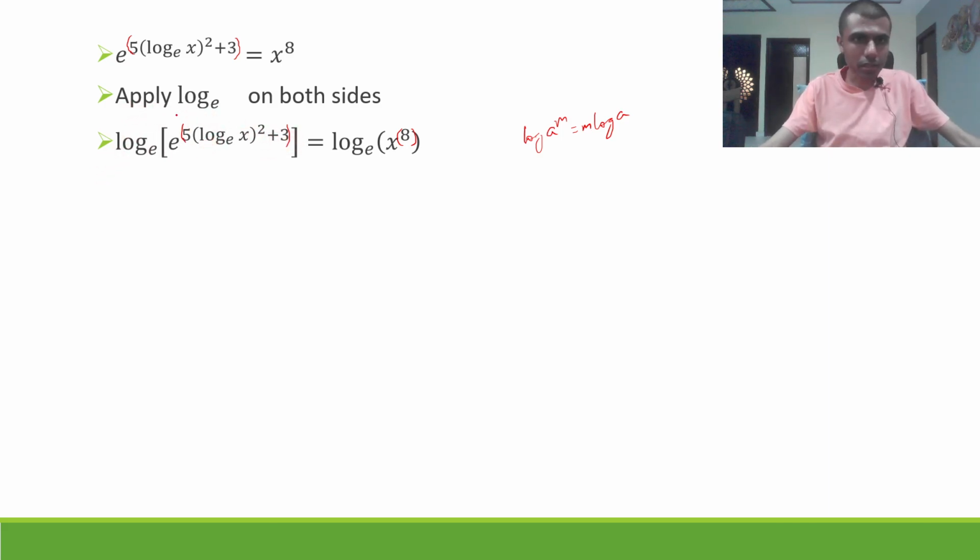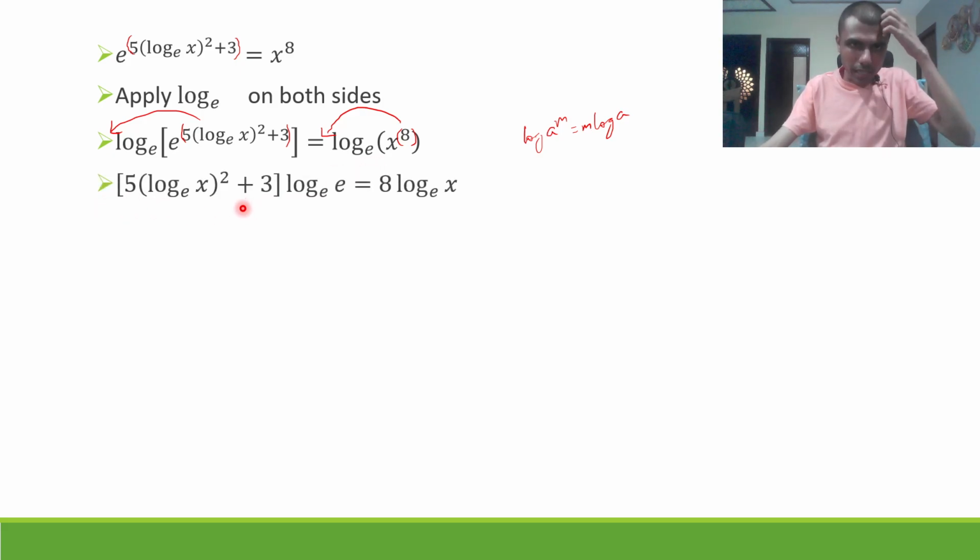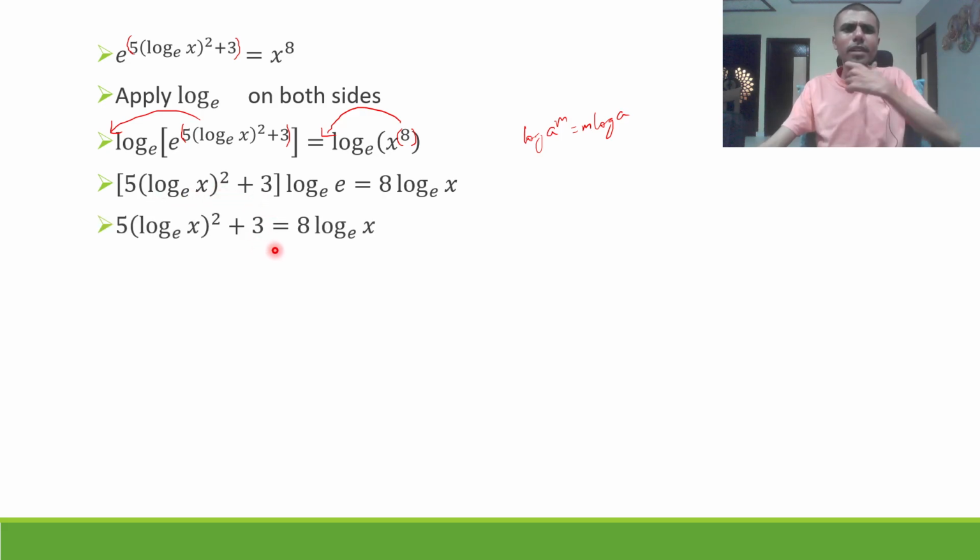This entire thing will come to the side and I'll be left with log e to the base e. Here also 8 will come to the side, 8 will become a coefficient, so I'll get 8 log x base e. Now what is log e to the base e? Log a to the base a is 1, so this will be 1. So 5 log x to the base e square plus 3 is equal to 8 log x base e.